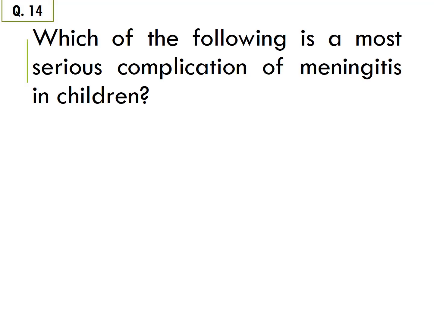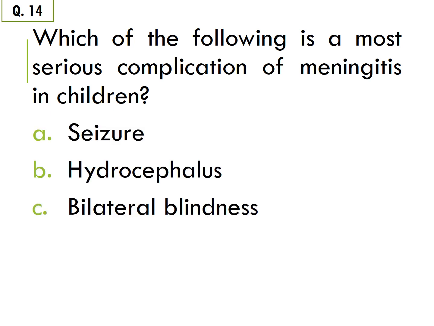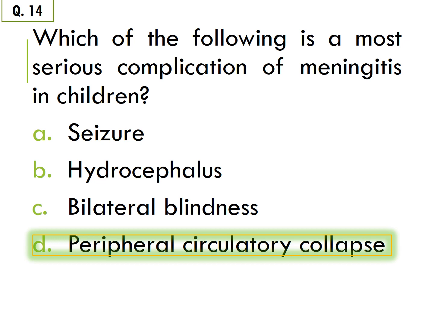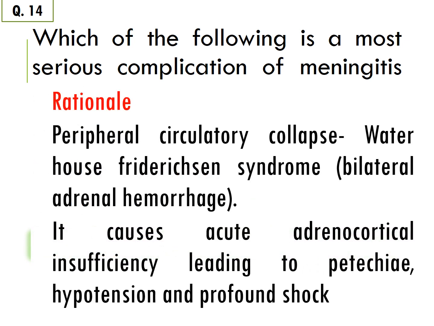Question number 14. Which of the following is the most serious complication of meningitis in children? And the options are seizure, hydrocephalus, bilateral blindness, peripheral circulatory collapse. All these four options are complications. The question is the most serious complication. And the answer is peripheral circulatory collapse, which is also called Waterhouse-Friderichsen syndrome. It is bilateral adrenal hemorrhage. It causes acute adrenocortical insufficiency leading to petechiae, hypotension, and profound shock.